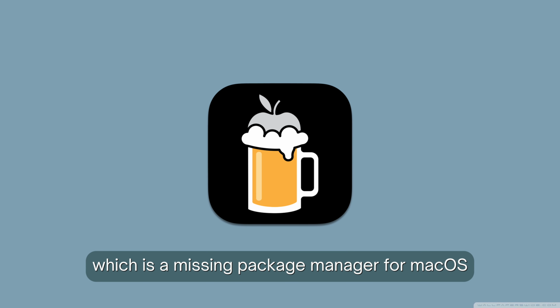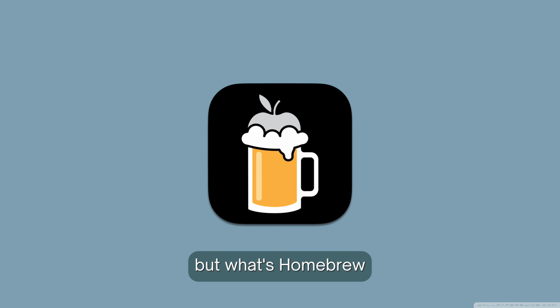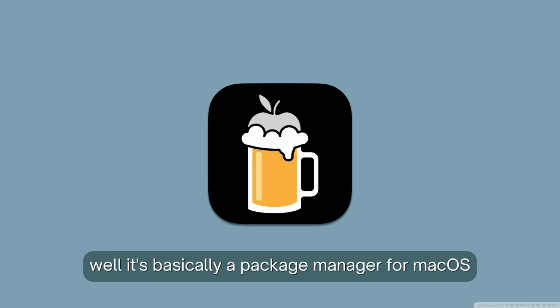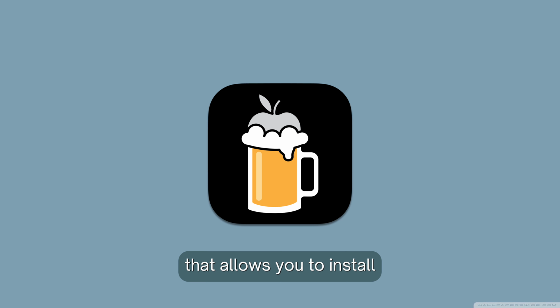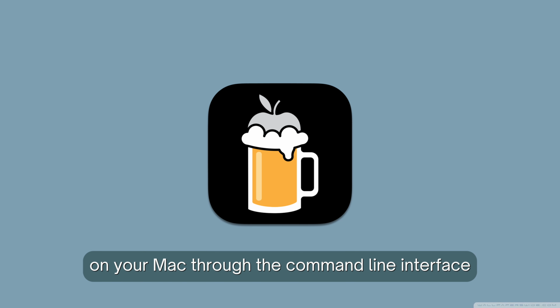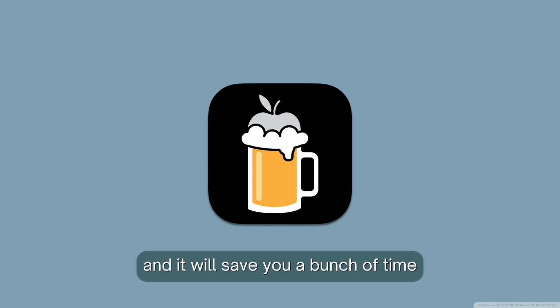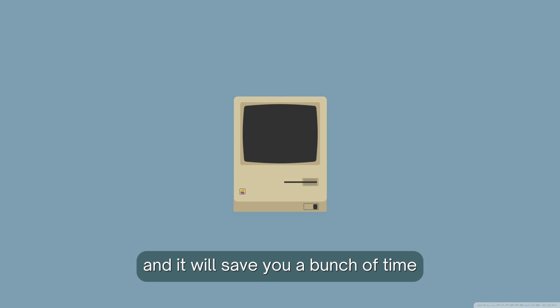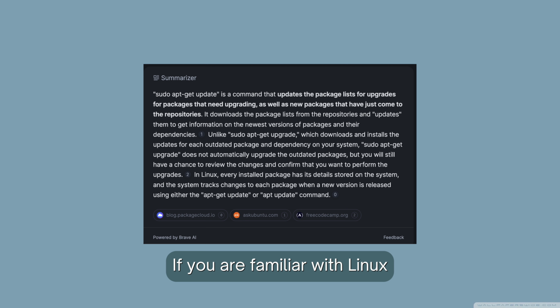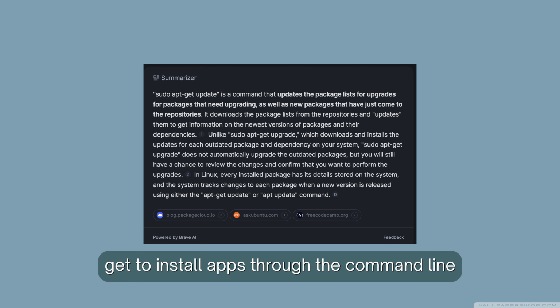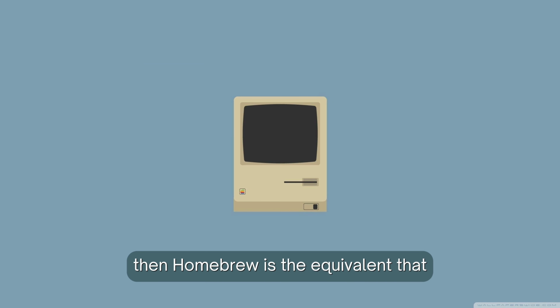In this one, I'll be showing you how you can use Homebrew, which is the missing package manager for macOS. But what's Homebrew? Well, it's basically a package manager for macOS that allows you to install, uninstall, and update apps on your Mac through the command line interface, and it will save you a bunch of time. If you are familiar with Linux and you are used to running apt-get to install apps through the command line, then Homebrew is the equivalent to that.